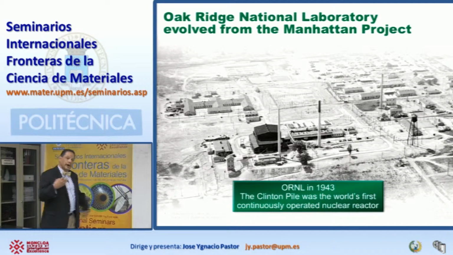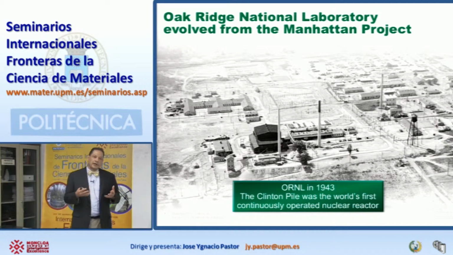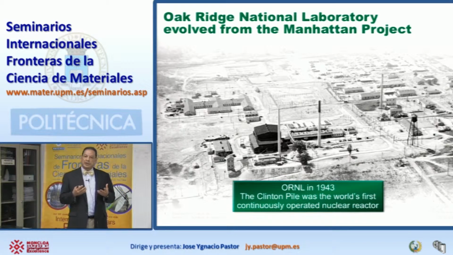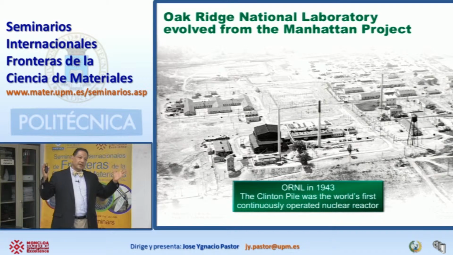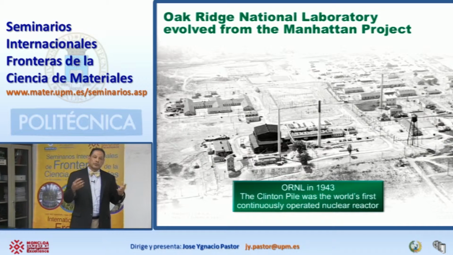And if you mine uranium, you will find that 99.3% of the uranium that you get is a special isotope, uranium-238. And there's about 0.7% of an isotope called uranium-235, the one that was of interest to make a nuclear bomb. And then in Oak Ridge, they established a factory-size facility to separate isotopes of uranium.